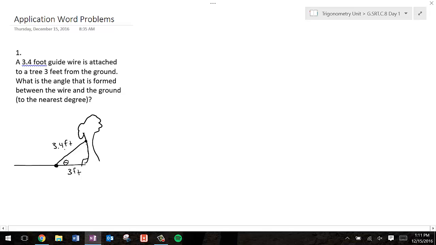So if we were to just use this as a right triangle, straight across from my angle is the tree trunk. That's my opposite side. Across from my right angle is my hypotenuse at 3.4. And my adjacent side is at 3 feet. So with adjacent and hypotenuse, I'm going to use cosine. And we're looking for the angle. And that equals my adjacent side 3 feet over my hypotenuse 3.4 feet.